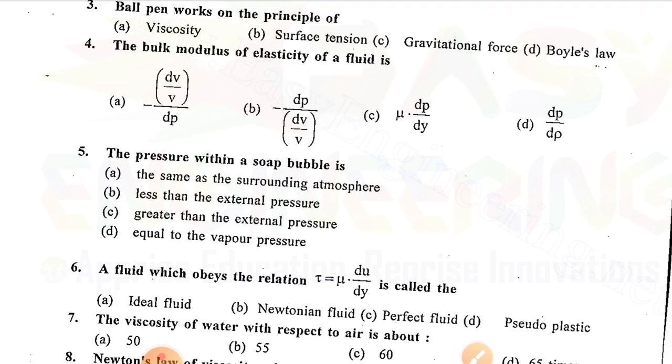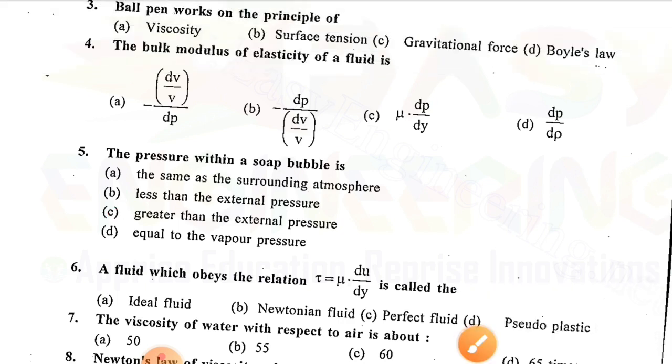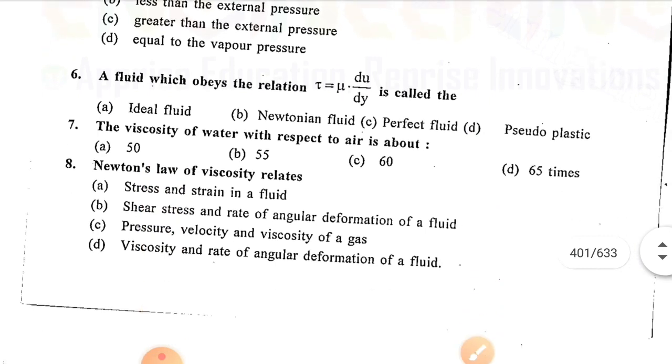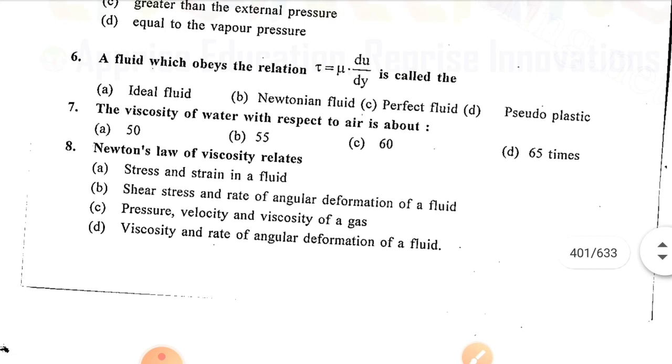Question number 5, the pressure within a soap bubble is, option C is correct, greater than the external pressure. Question number 6, a fluid which obeys the relation tau equal to mu into du by dy is called the, option B is correct, Newtonian fluid.